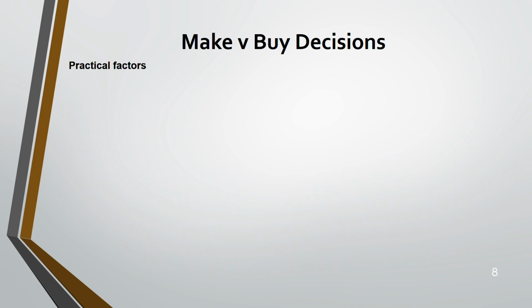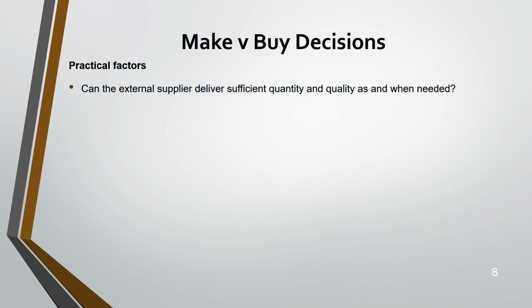Now, practical factors. These are some practical factors which you'll come across when you make a decision whether to make or buy. First question, can the external supplier deliver the sufficient quantity and quality as and when needed? If yes, go ahead and buy. If no, don't buy. Second, control of quality and delivery. Who is controlling it? Is it your supplier or you? If you are not able to control that quality, buying is not a good decision.